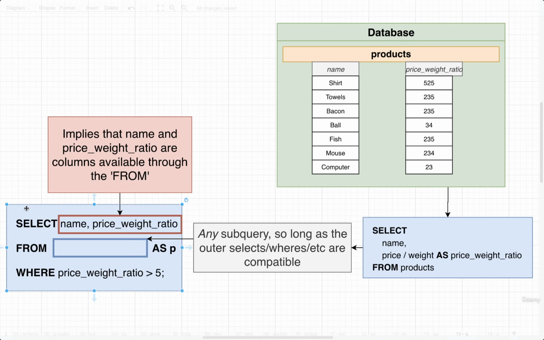So in this particular case, we could try to select the name and the price to weight ratio from this source of data. We can also apply a where to it as well. So we could say where price to weight ratio is greater than 5.